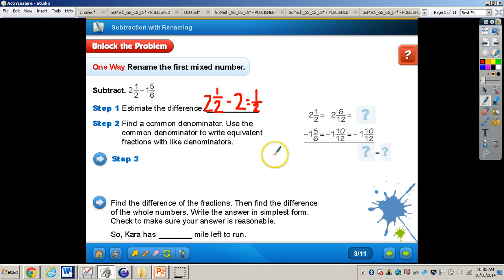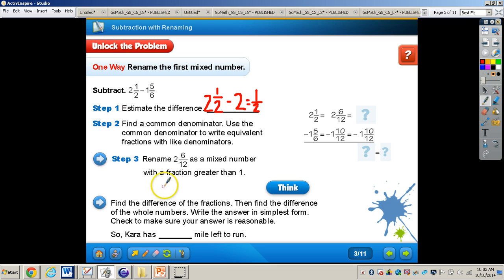So for the next step, we see that we start subtracting our numerators. 10 minus 6, you cannot take 10 away from 6. In other words, if you have 6 M&Ms, you cannot take 10 away. Someone cannot take 10 away from you. So what you need to do is rename 2 6/12 as a mixed number with a fraction greater than 1. So what we are going to do is regroup.